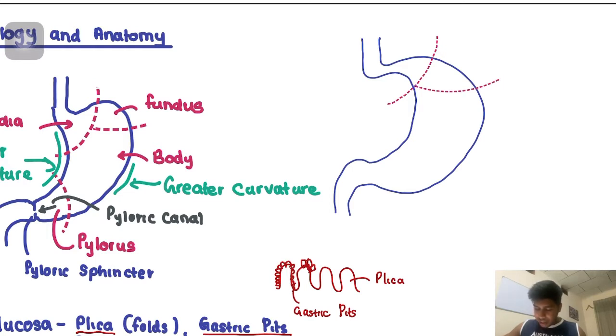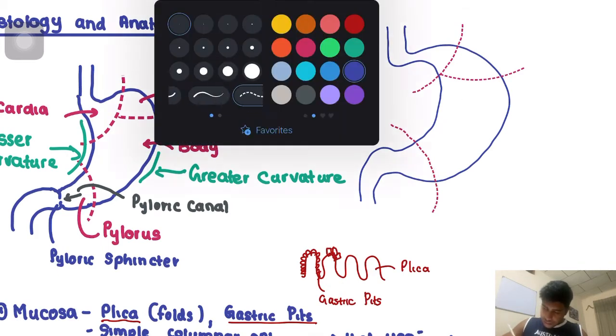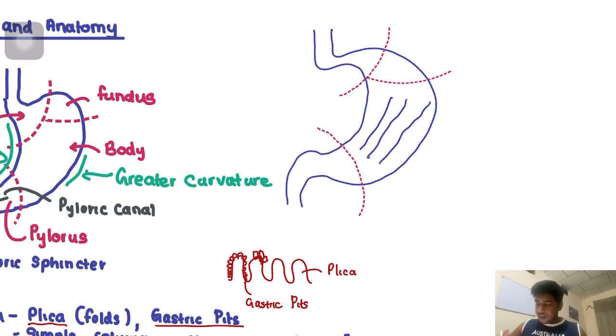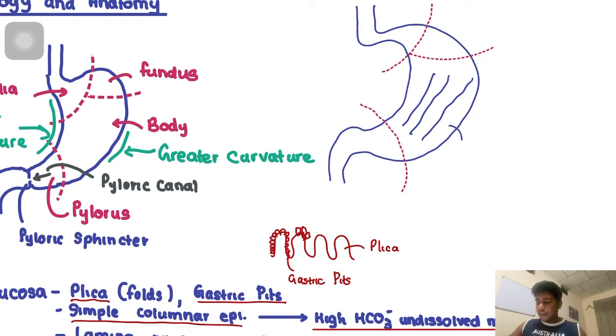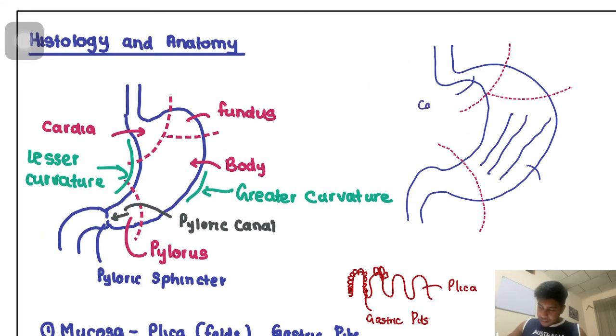And then we have the body, where you get muscles involved in physical digestion, mixing of food, and forming something called chyme. It helps form the chyme. So this is the cardia, fundus, body, and the pylorus region.